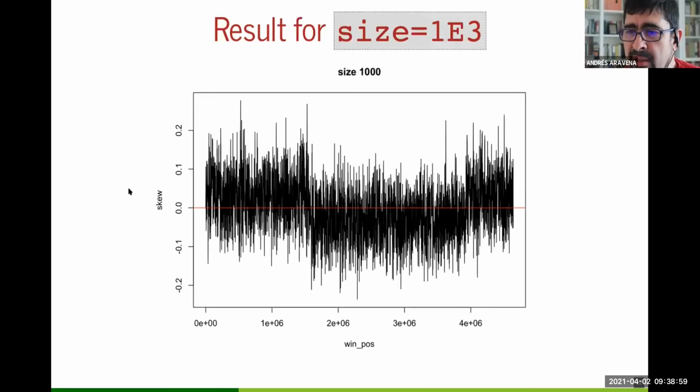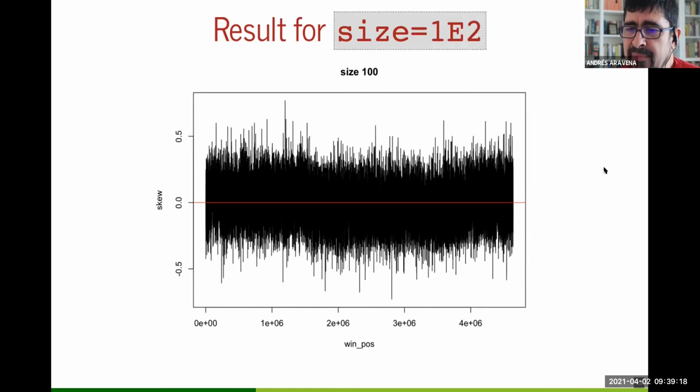And if you make it even smaller, 1,000, better precision, but even more noisy. You still see the pattern that are positive, negative, positive. But if you go one more, 100, you don't see the pattern here. It is there, but it's not visible with your eyes.